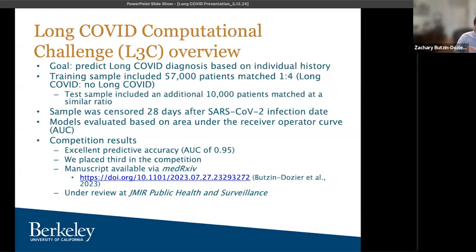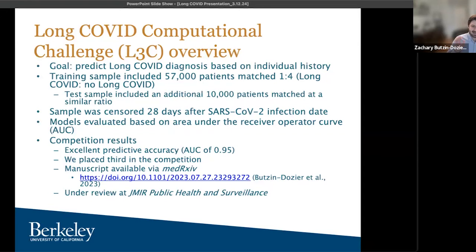To then jump to the competition results, although I'll explain some of the details a bit more. We received an excellent predictive accuracy with an AUC of 0.95. And for context, anything really over 0.9 is considered kind of the gold standard of being a really highly predictive model. So we were really happy to reach that threshold. We received third place in the competition, which also included a $100,000 cash prize, which was a really fun way to start off the first semester of my postdoc position.